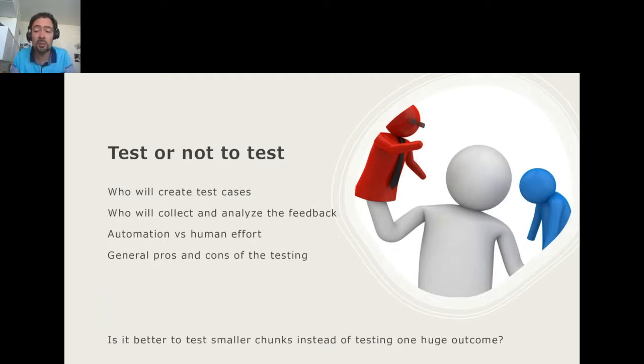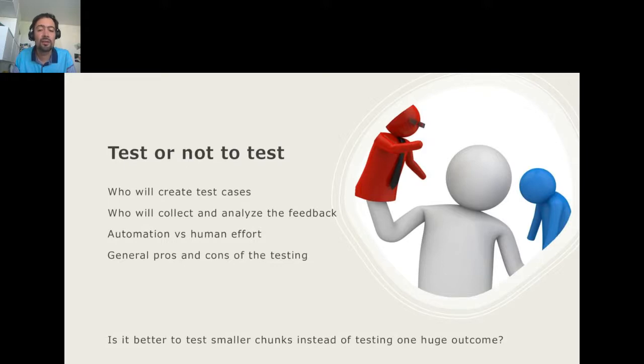About the automation and the human effort, I think that this is pretty clear. There are a bunch of things, and we will go through that, like what can be automated. In general, I think it should be automated as much as possible. And it's better to test smaller chunks instead of testing one huge outcome. I think that definitely we are talking about smaller chunks, and that it is better to test them.